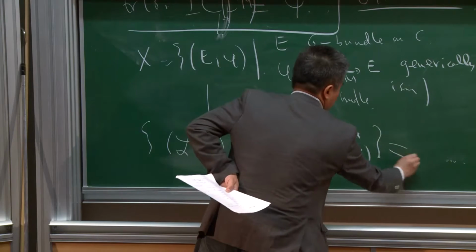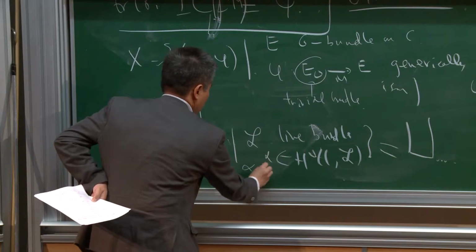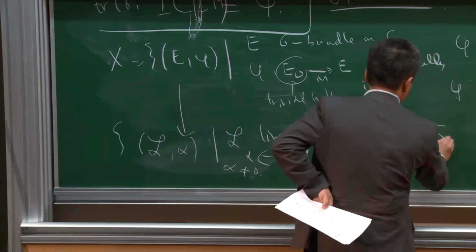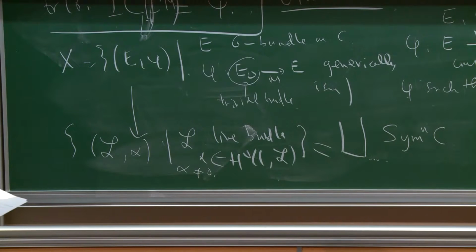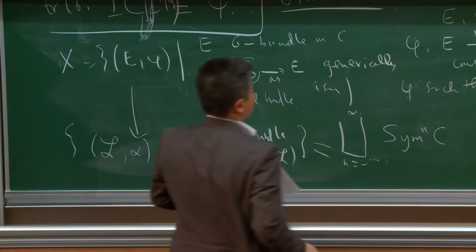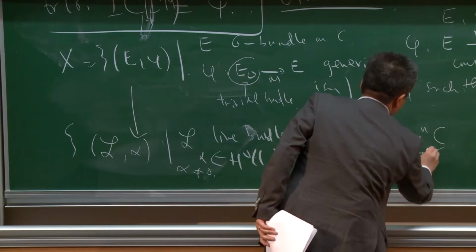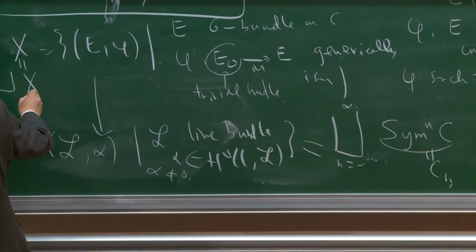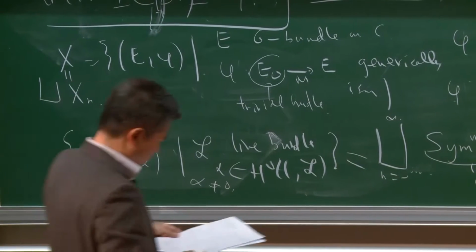So this is basically just the union, not zero, of symmetric powers, effective divisors on the curve. Okay, so let me call this Cn. And so X can also be decomposed into the union of Xn, which is again mapped to Cn.